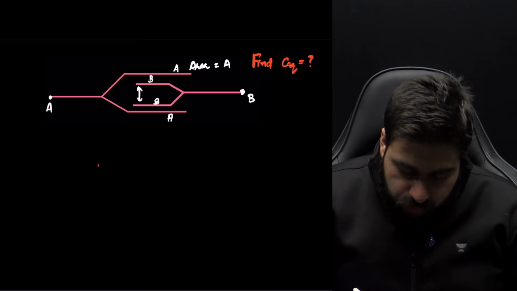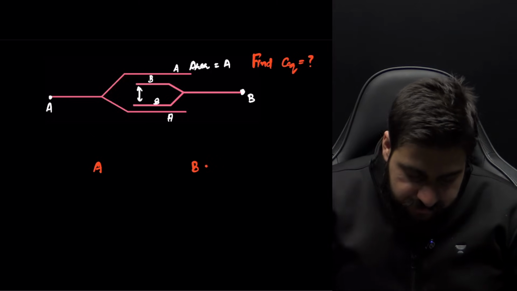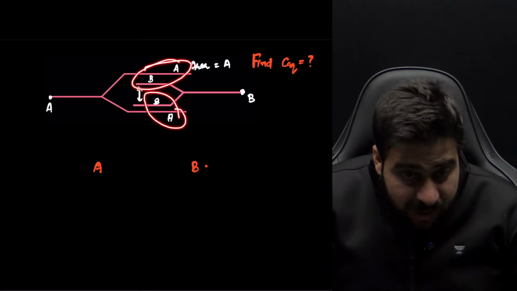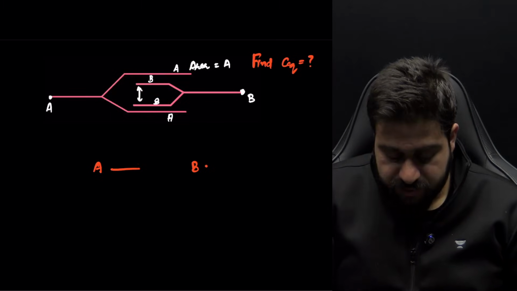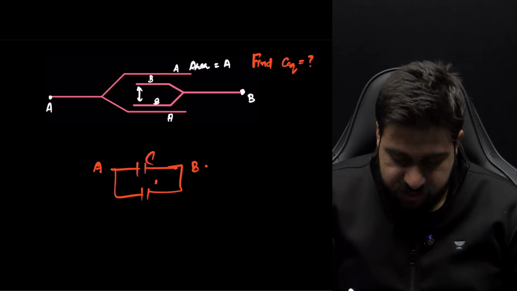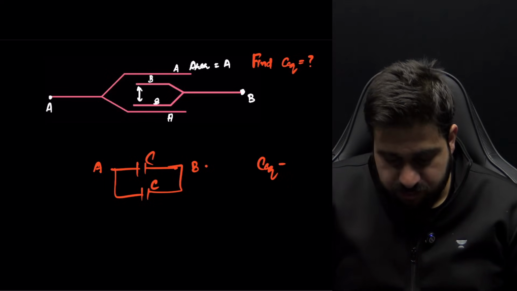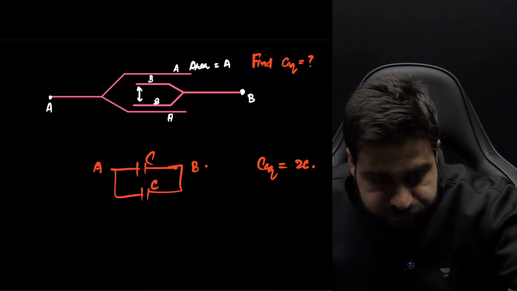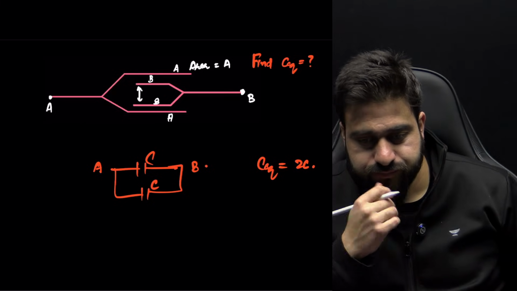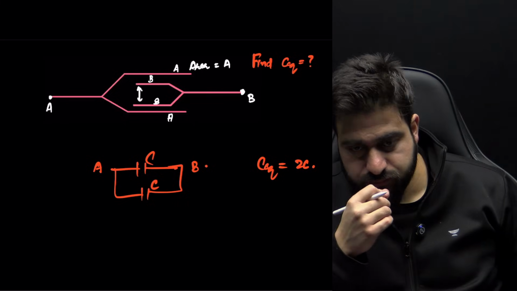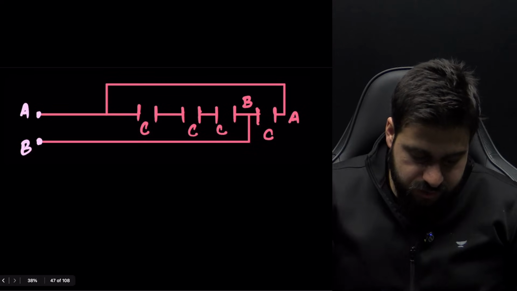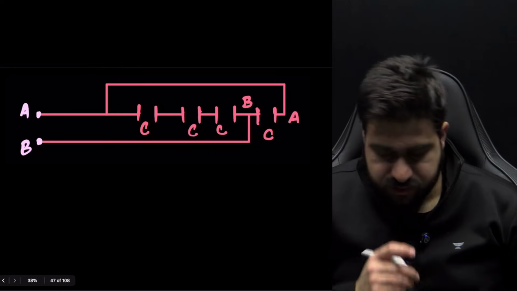And how many points? This is A and this is B. So you see, this capacitor is connected between A and B. Even this last one is connected also between A and B. Both are connected between A and B. This is C and C. When capacitors are in parallel, C equivalent will be 2C. C equivalent will be 2C in that case.